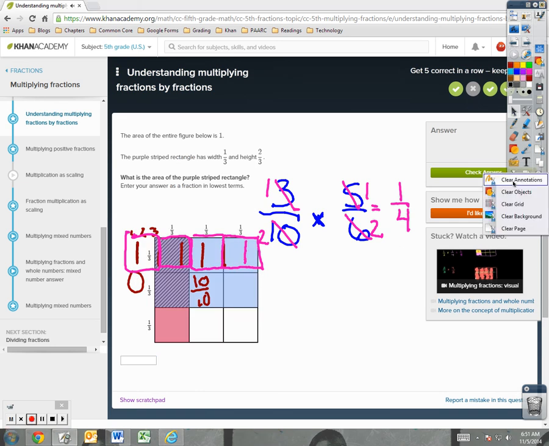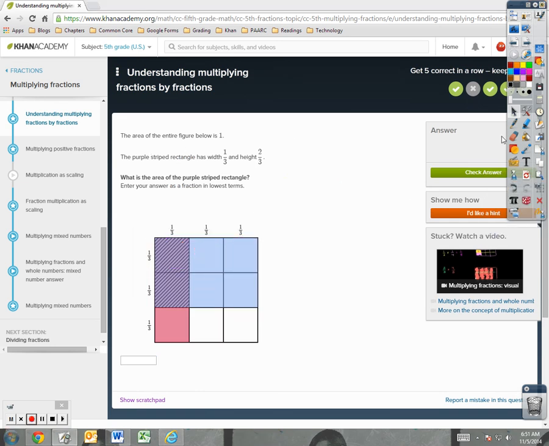Okay, let's take a look here, another one. The area of the figure below is 1. So that means the area of this whole thing is 1 whole. That's what I have, 1 whole square here. Now the purple striped rectangle has a width of 1/3. So the purple striped rectangle has a width, so from here to here, it's 1/3. And you can see that it's 1/3, 1/3, 1/3. The height going from here to here, so this is the width. This is the height.